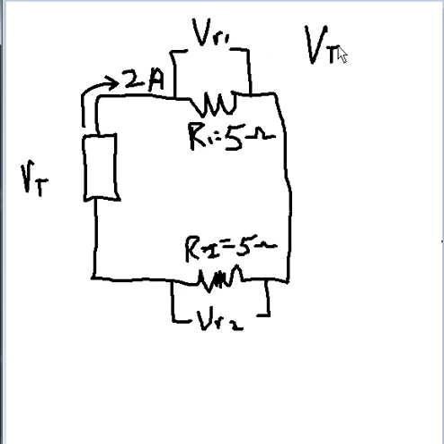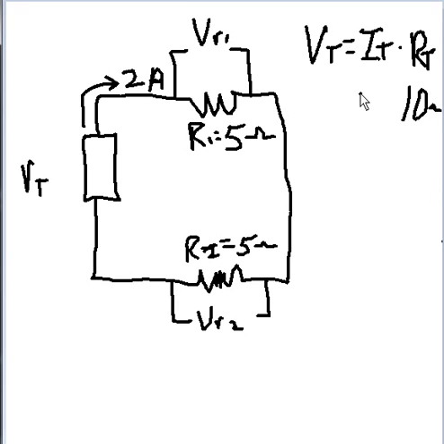The voltage total will be equal to the current total times the resistance total. Well, what's the resistance total in a series circuit? The sum of all the resistors. I got 5 ohms here, and I got 5 ohms there. 5 ohms and 5 ohms is what? 10 ohms. So resistance total, 10 ohms.